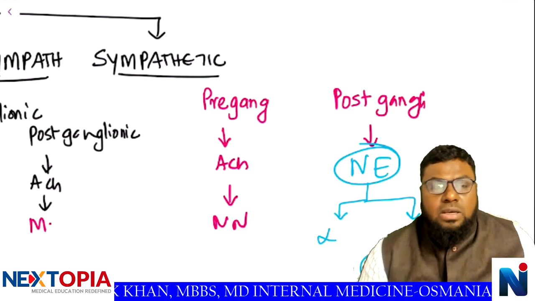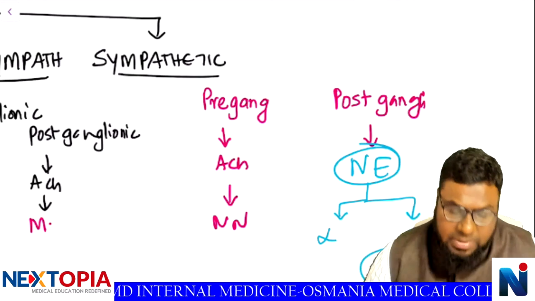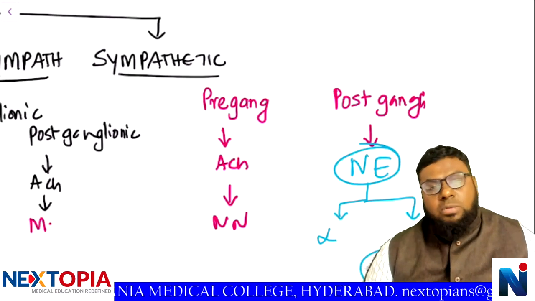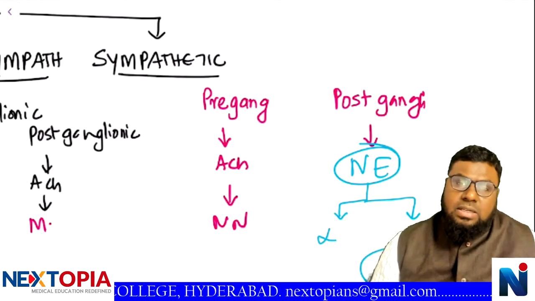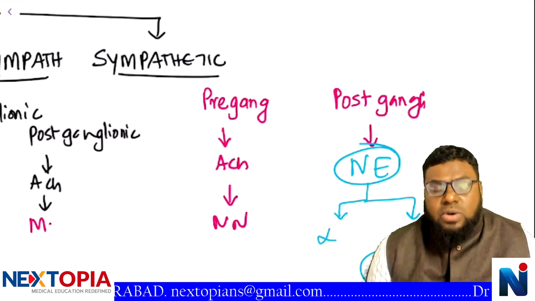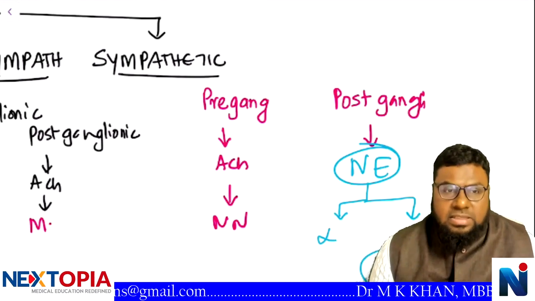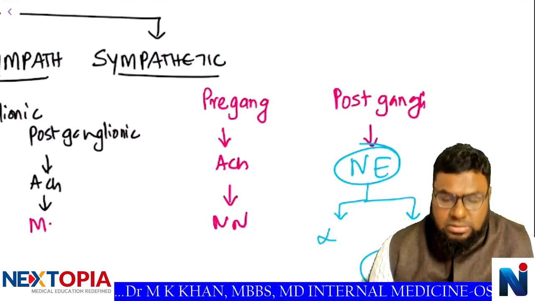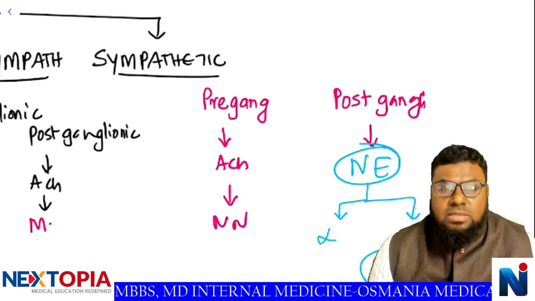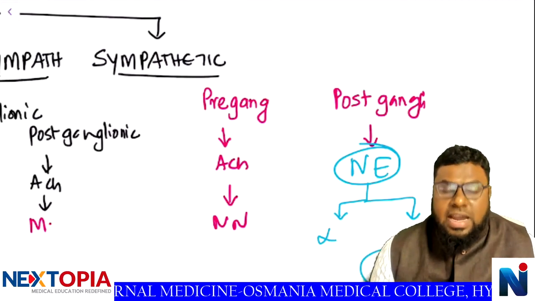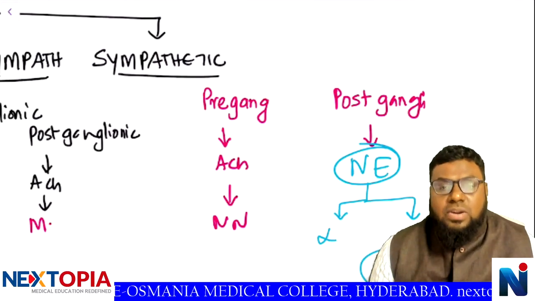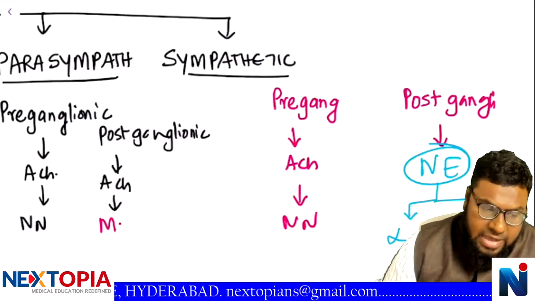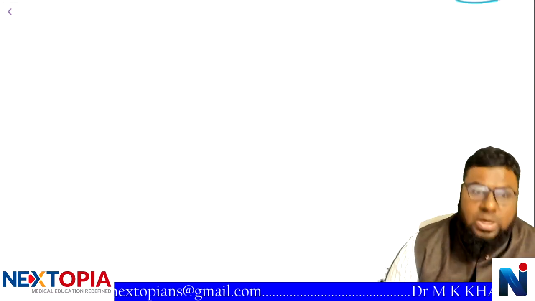Postganglionic is norepinephrine, preganglionic is acetylcholine. All parasympathetic pre- or postganglionic fibers release acetylcholine. One acts on nicotinic receptors, the other acts on muscarinic receptors. In the sympathetic system, preganglionic fibers act via acetylcholine, and postganglionic fibers act via norepinephrine. I'll draw certain diagrams to help you understand this.